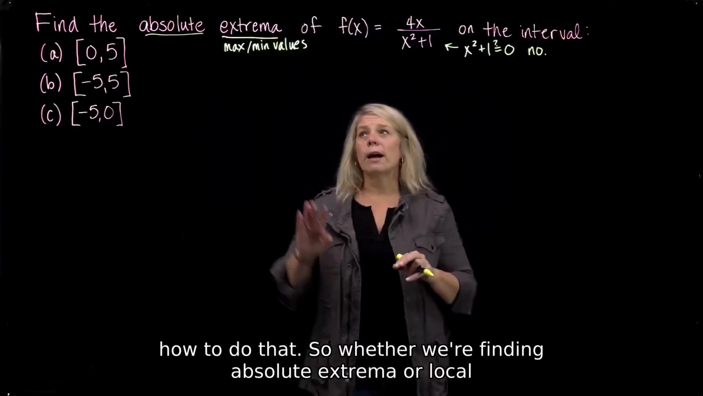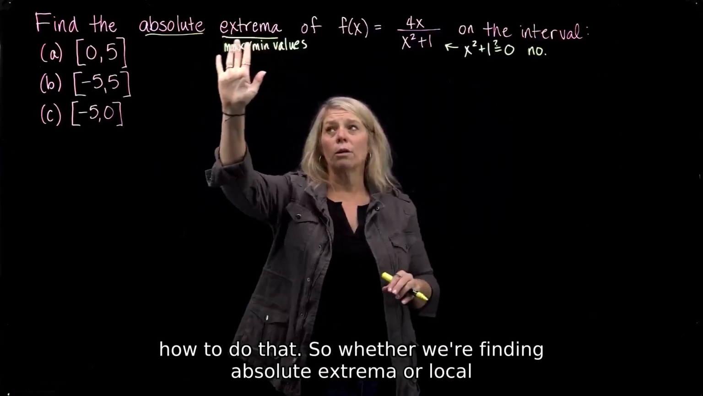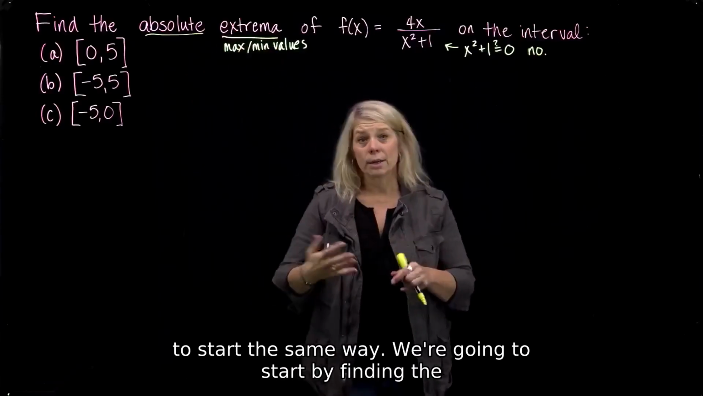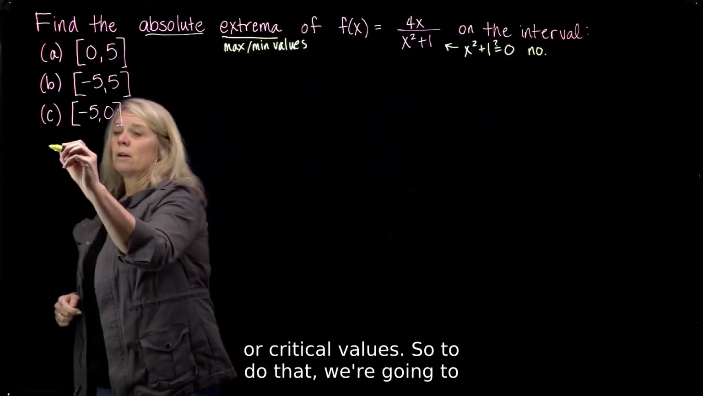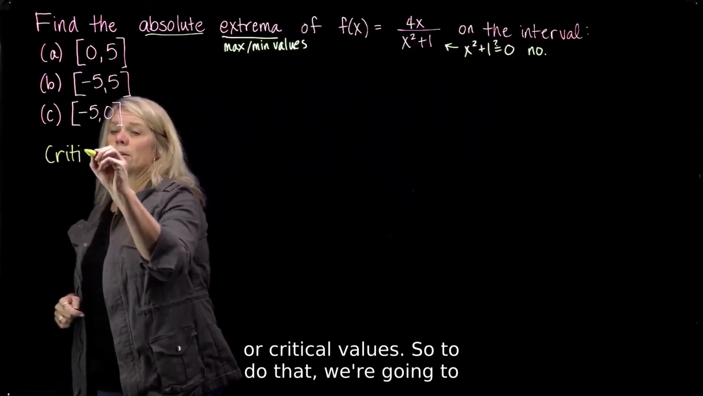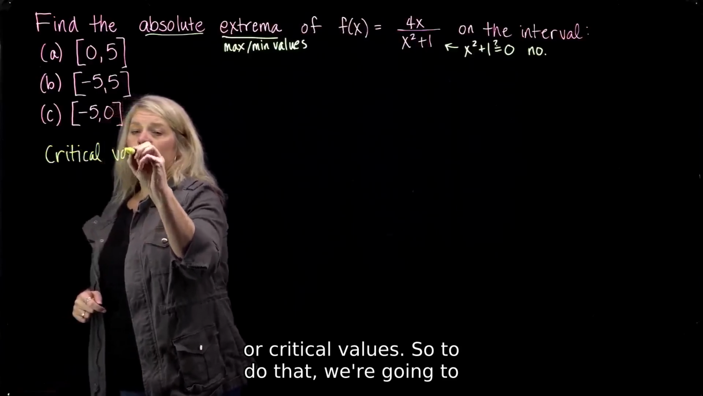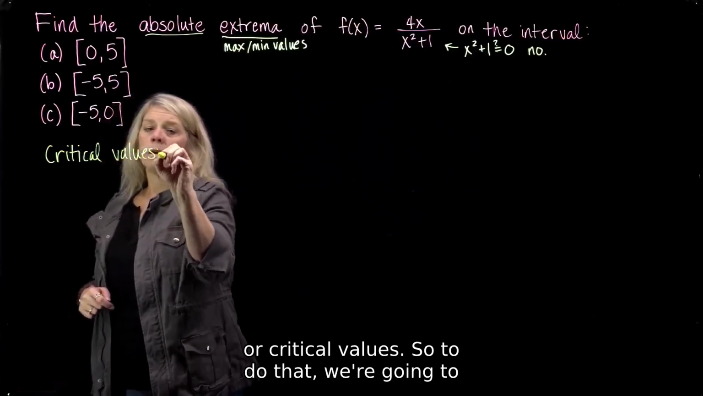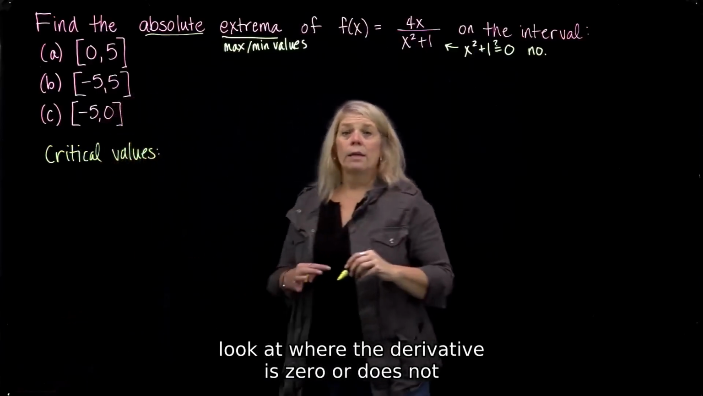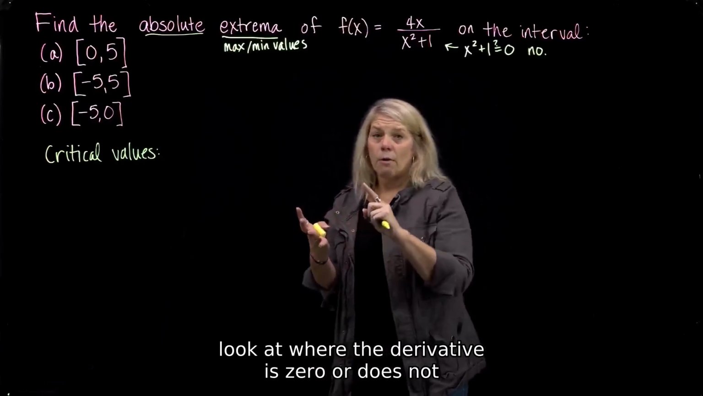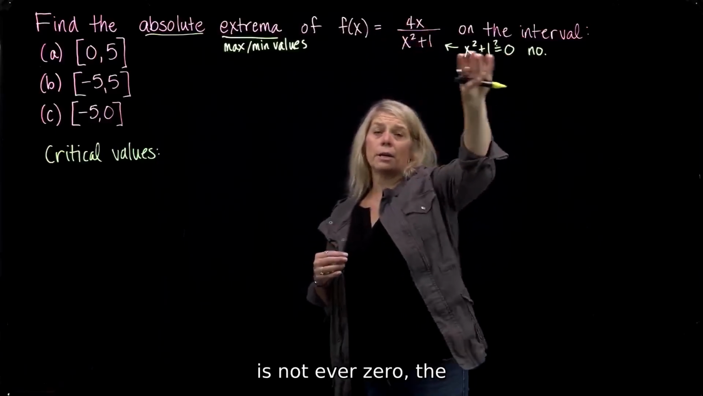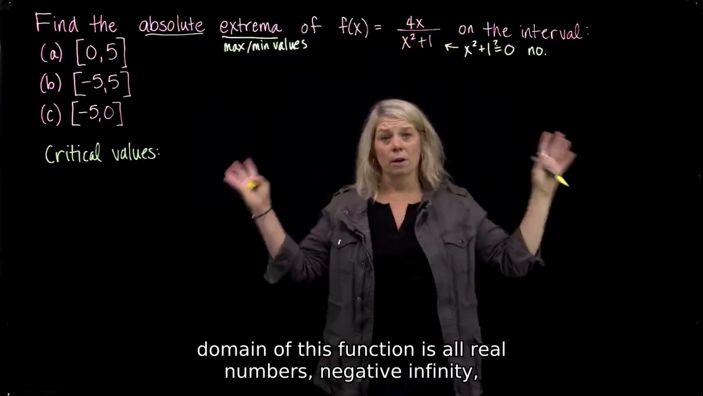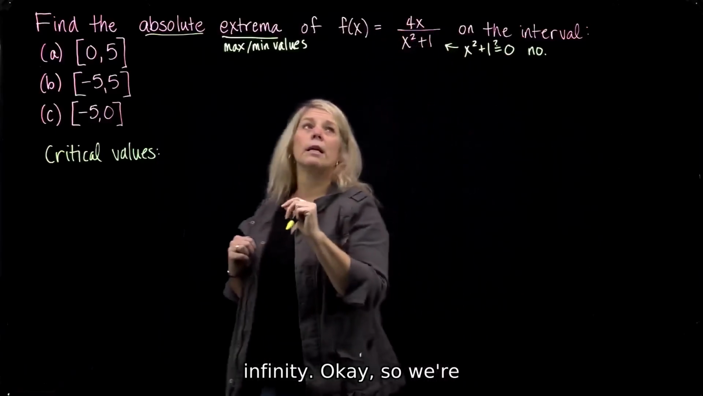So whether we're finding absolute extrema or local or relative extrema, we're going to start the same way. We're going to start by finding the critical points of the function, or critical values. So to do that, we're going to look at where the derivative is 0 or does not exist in the domain of the function. And again, because that denominator is not ever 0, the domain of this function is all real numbers, negative infinity to infinity.